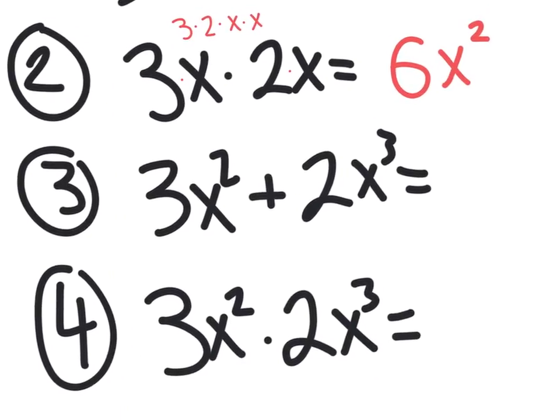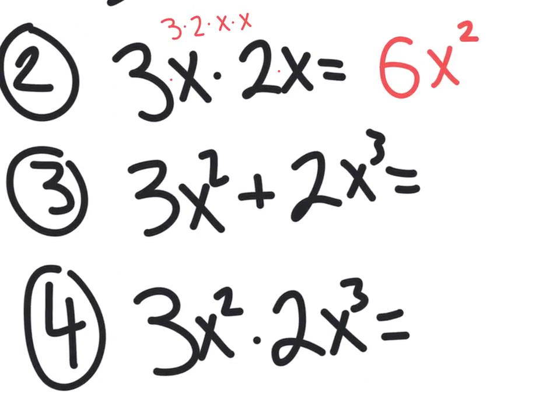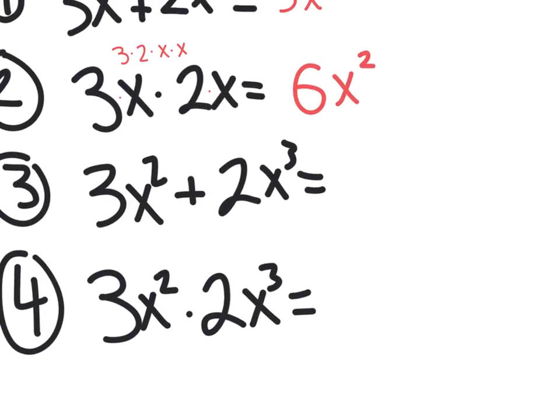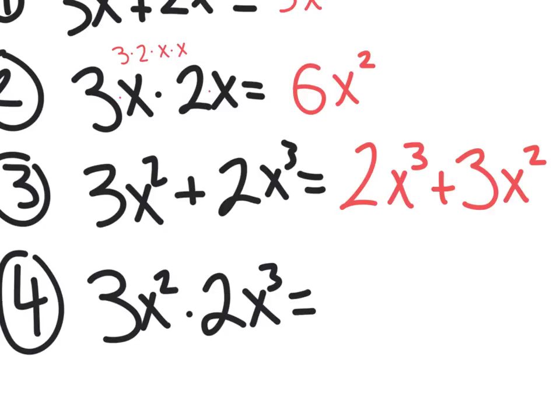On number 3, we have 3x squared plus 2x to the third. So what's happening there? Nothing. Are we able to combine like terms? No, because they are not like terms. So the only thing we could do is at least rearrange it in the correct order. And what would the correct order be? Standard form. 2x to the third plus 3x squared. At least now it's in standard form.